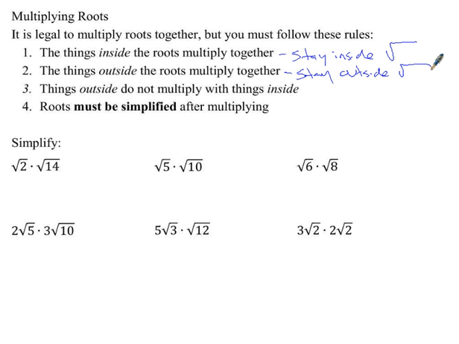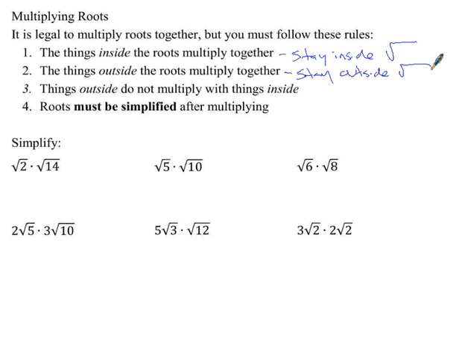It's sort of like Vegas. Things that happen outside of the square root stay outside the square root. Things that happen inside the square root stay inside the square root. Kind of like Vegas. What happens in Vegas stays in Vegas. Number 3, things outside do not multiply with things inside, and that's the Vegas thing that I was just talking about.